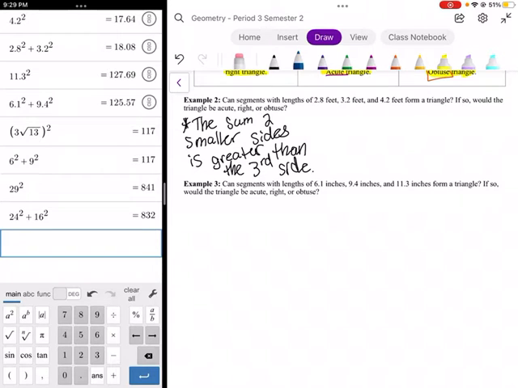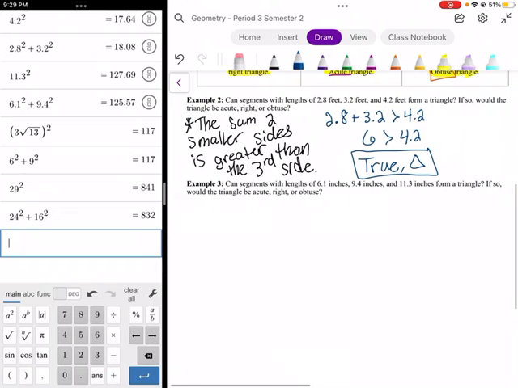So in this case, we're going to take 2.8 plus 3.2 and see if that's greater than 4.2. And when we add those together, we're going to get 6 is greater than 4.2, which is true because it does form a triangle.